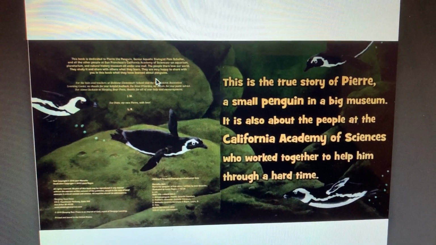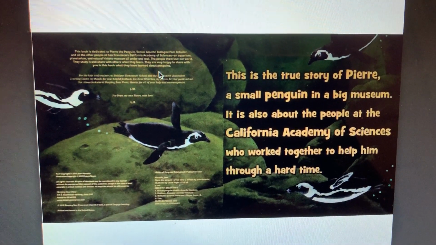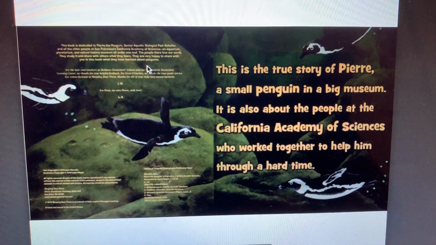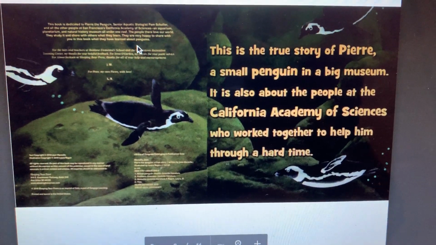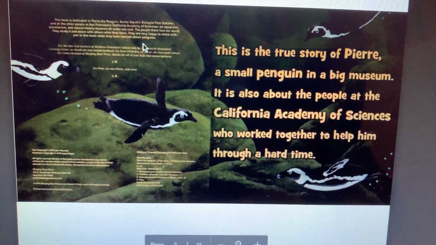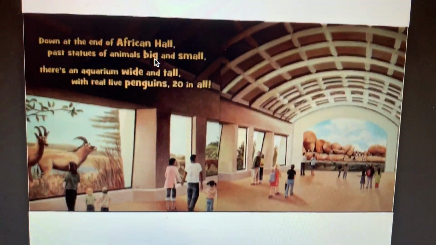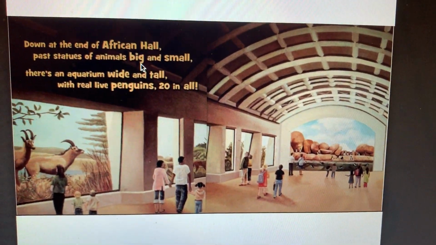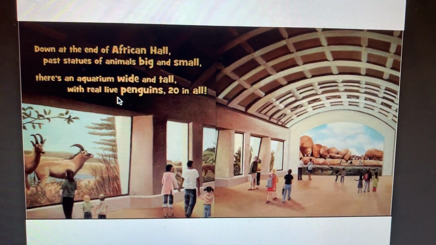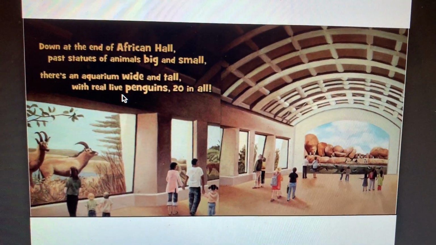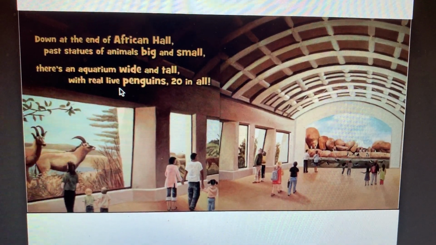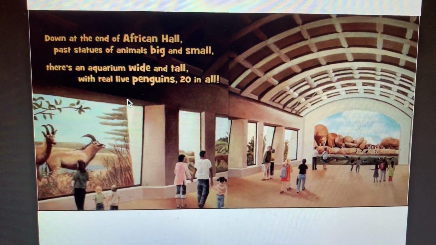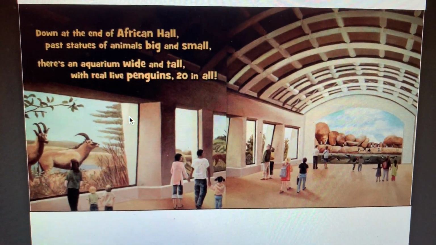This is a true story of Pierre, a small penguin in a big museum. It is also about the people at the California Academy of Sciences who worked together to help him through a hard time. Down at the end of African Hall, past statues of animals big and small, there's an aquarium wide and tall with real live penguins, 20 in all.